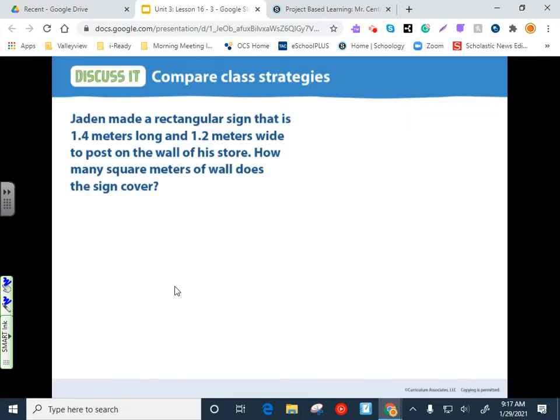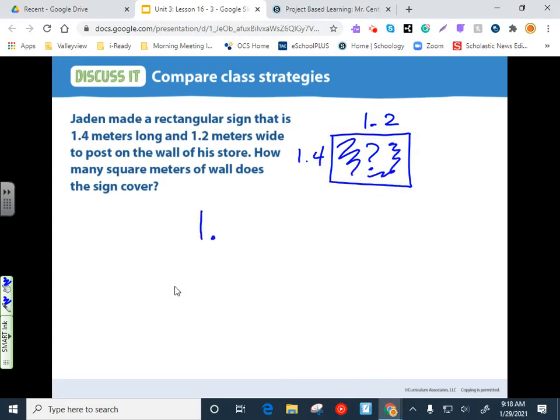And again, I talked about how I'm just going to skip over a bunch of parts that the way they teach it, I think it's a little confusing, and just give you the basics. So Jaden made a rectangular sign that is 1.4 meters long and 1.2 meters wide. So our sign will look like this. So it's 1.4 and 1.2. And it wants to know how many square meters of wall does the sign cover. So it basically wants to know what area is covered inside here.